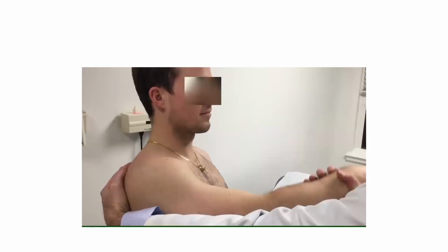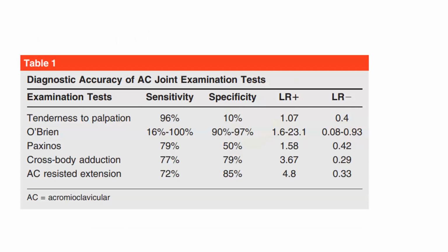Like you can see, this was a video. Again, in this position, we hold the patient, stabilize the scapula, and then by holding the proximal forearm at the elbow, we adduct the arm to the opposite shoulder. We push the arm to the opposite shoulder and see for any pain in the AC joint. For AC joint pathology, the most sensitive test is tenderness to palpation. We palpate on the AC joint. The sensitivity is very high, but the specificity is very low. The specificity is very high for the O'Brien test.